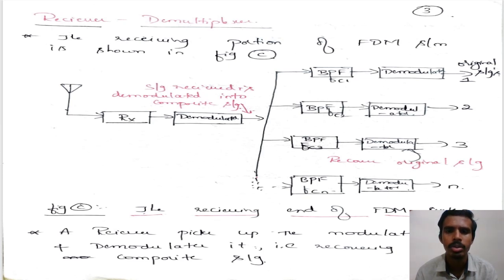In the transmitter we used to convert various signals into one single channel. Here from one single channel we are converting into various channels. The signal received is demodulated into the composite signals, which are passed further through BPF and then to the demodulator in order to obtain the original signals. So this is how the receiver demultiplexer works.